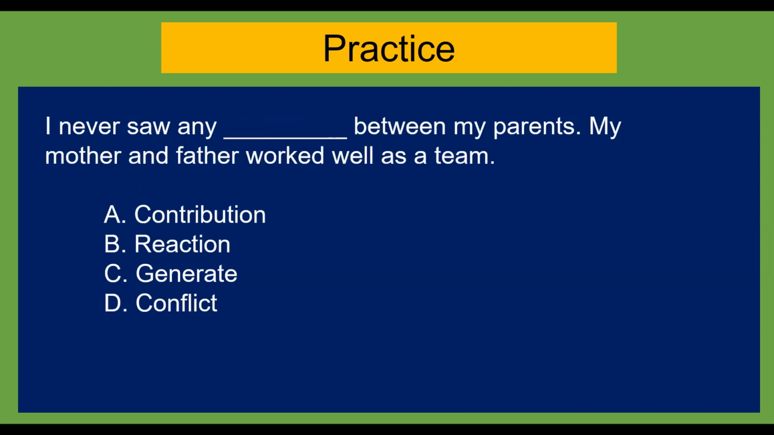I never saw any between my parents. My mother and father worked well as a team. Contribution, reaction, generate, conflict. In this sentence, we need a noun. 3 of our choices are nouns: contribution, reaction, conflict. Which one makes the most sense here in the context of the sentence? The correct answer is conflict or problems.